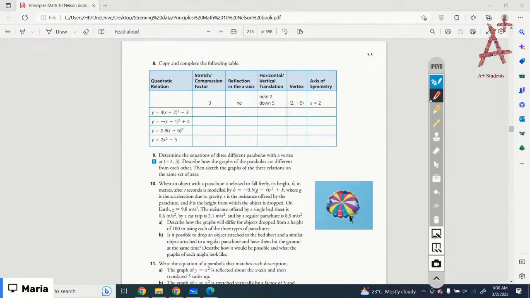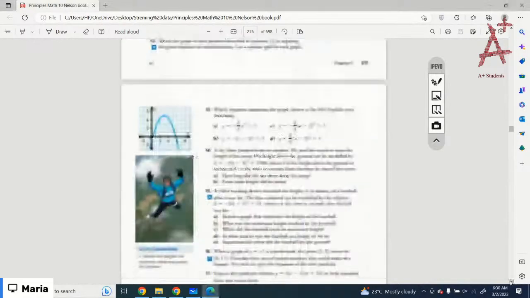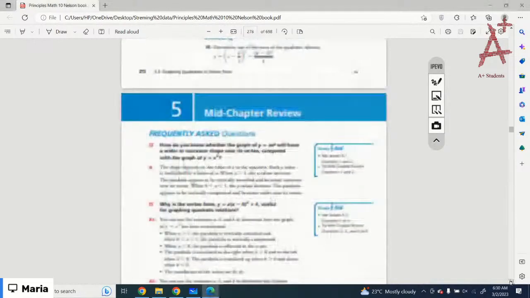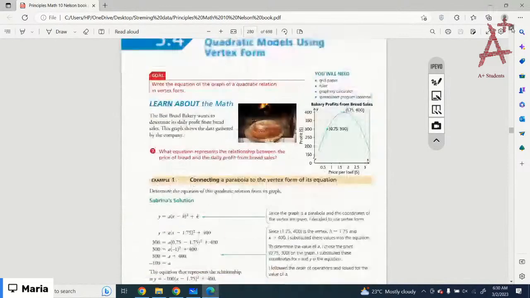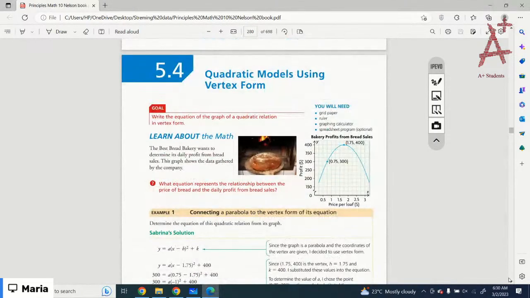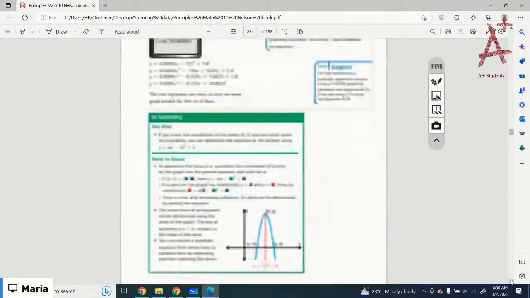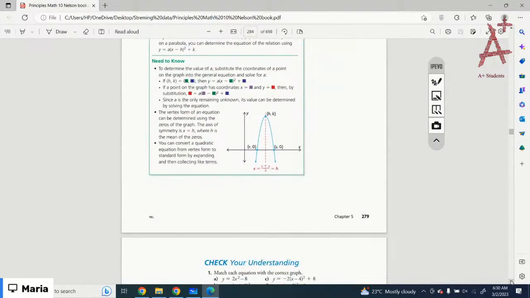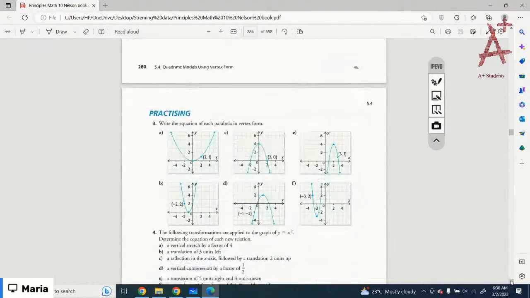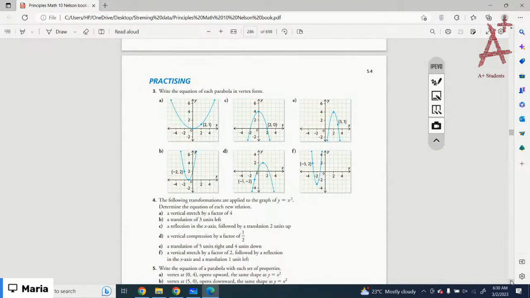Let's just start with the next lesson. The next lesson is quadratic models using vertex form. Let's start with the practice questions. Write the parabola in vertex form. You are given the parabolas, and you have to write down the equation in vertex form. Got it?